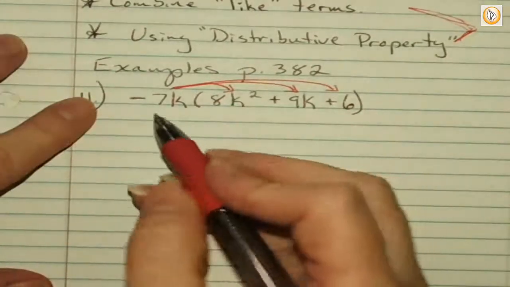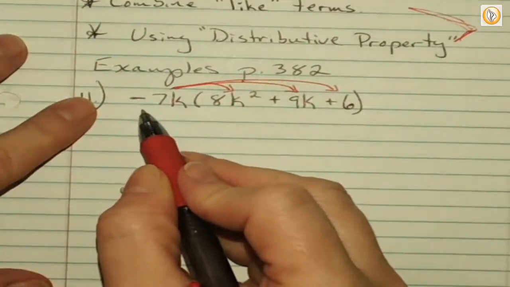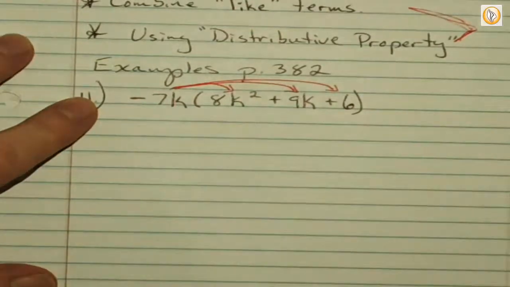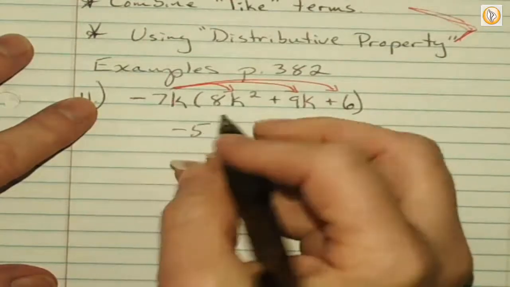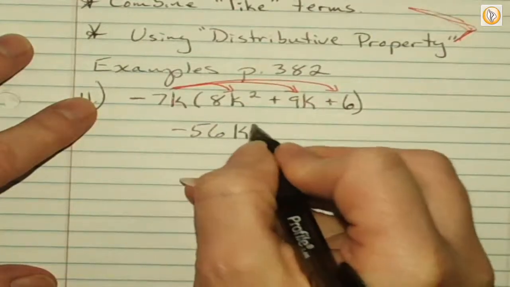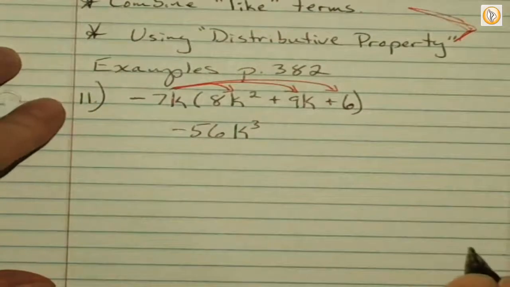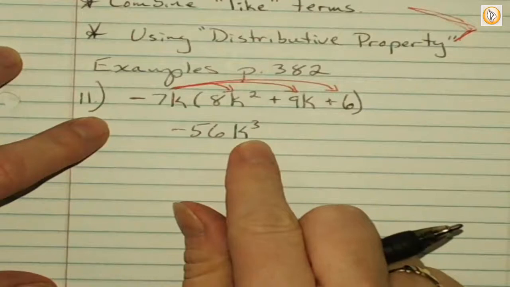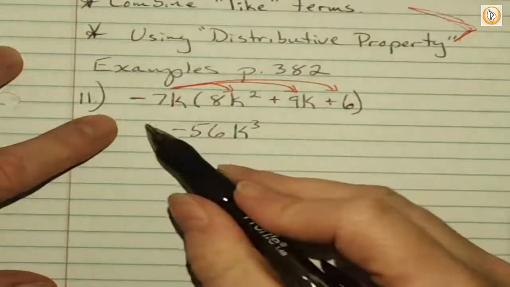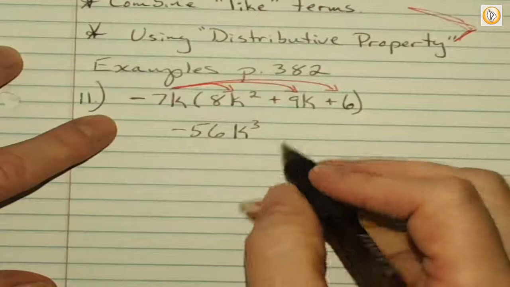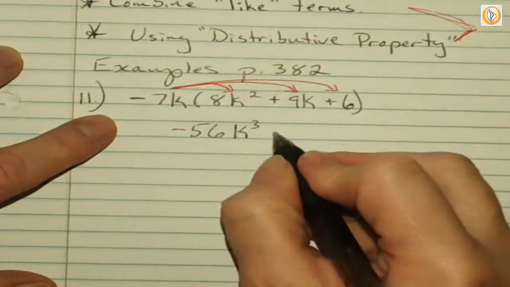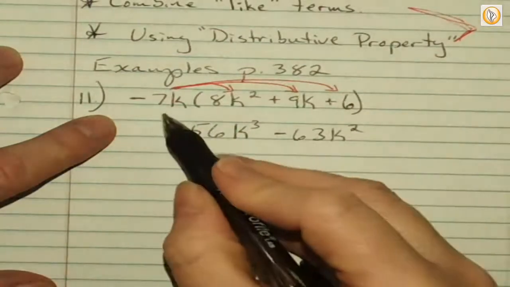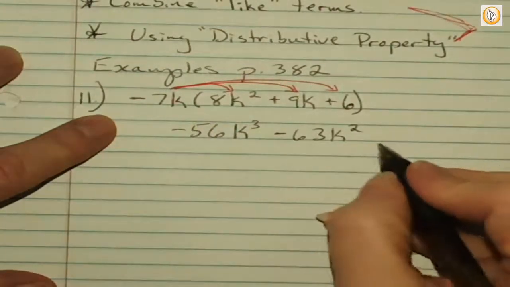All right, so Franz, negative 7k times positive 8k squared, what do you get? Negative 56k cubed, that's right, or to the third power. Does everyone see where he got the little exponent 3? All right, very good. Negative 7k times 9k is what, Franz?